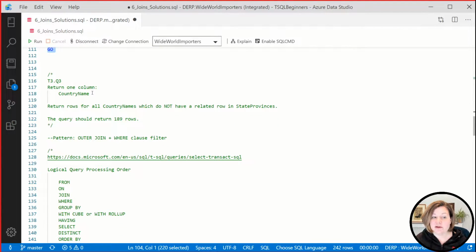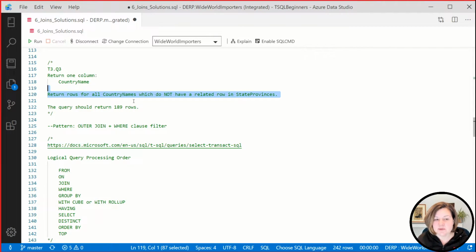Question 3, we only want one column name on question 3, and that is country name. This time we want rows for all country names which do not have a related row in state provinces. So all of the countries. Now we already know from just the data that we've looked at so far that the only country that has state provinces listed is the United States. So if we want country names that do not have a state province, we basically want everything in the country table except for the United States.